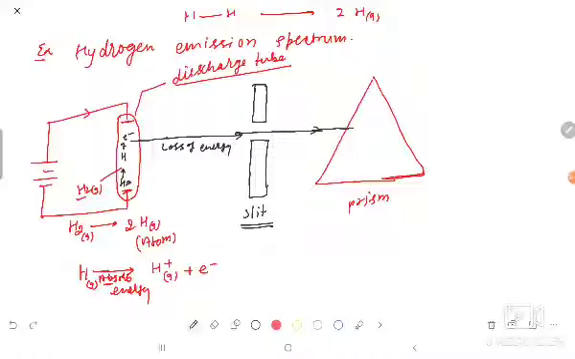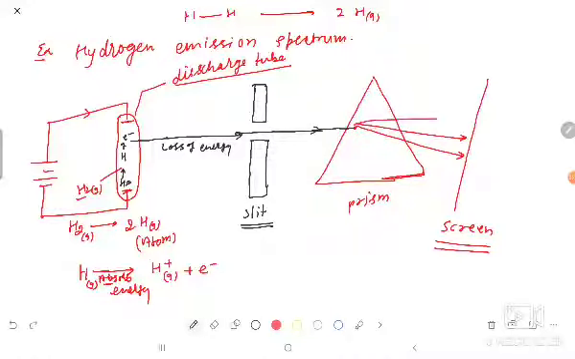So now we are taking this one. This is the screen, right? On this screen, what will happen? The light gets split out. One ray is diffracted here, this is diffracted here, this is diffracted here. So the white light or any one radiation is split into several.